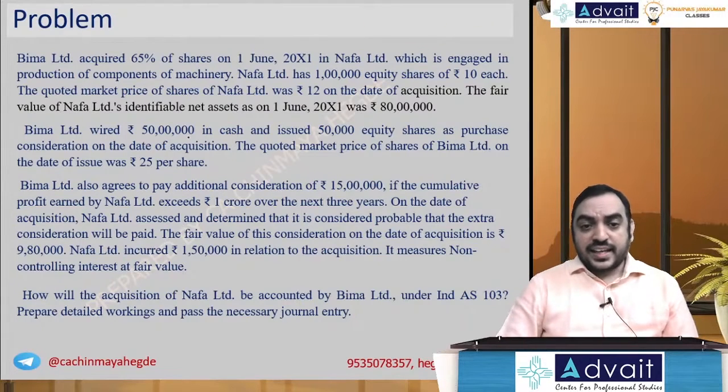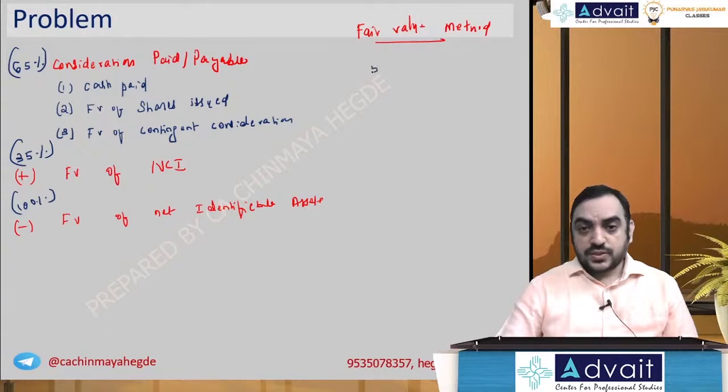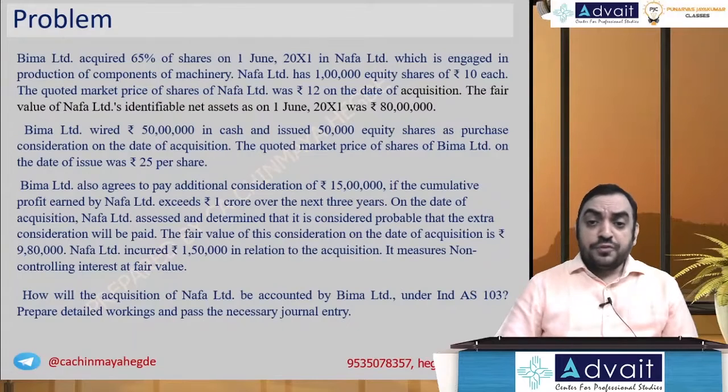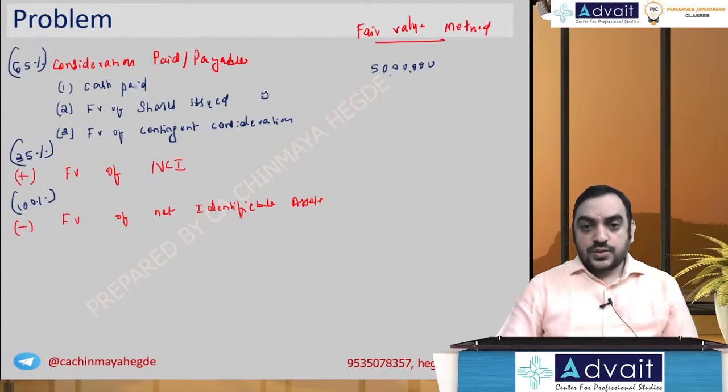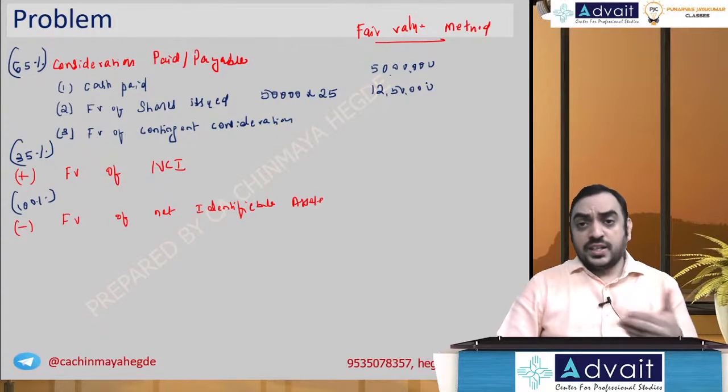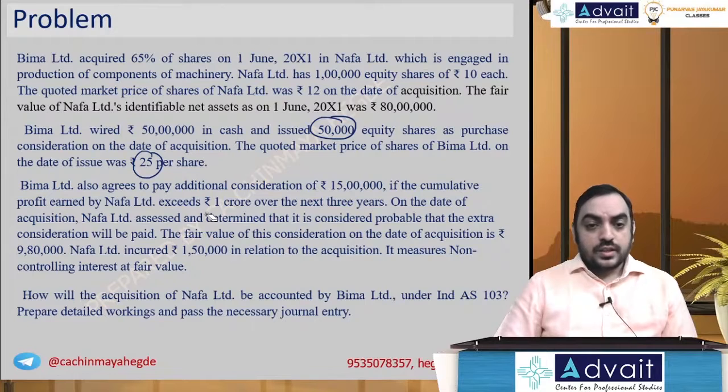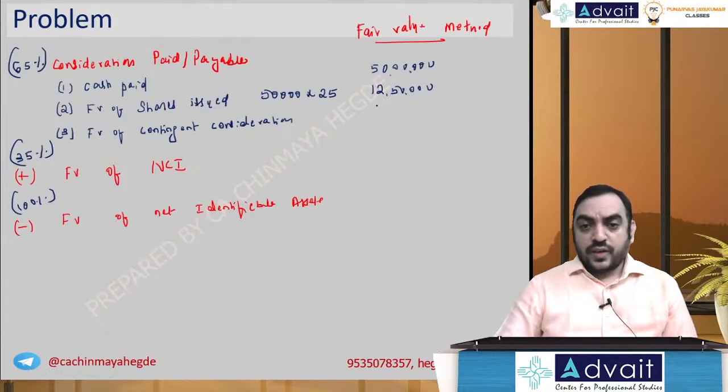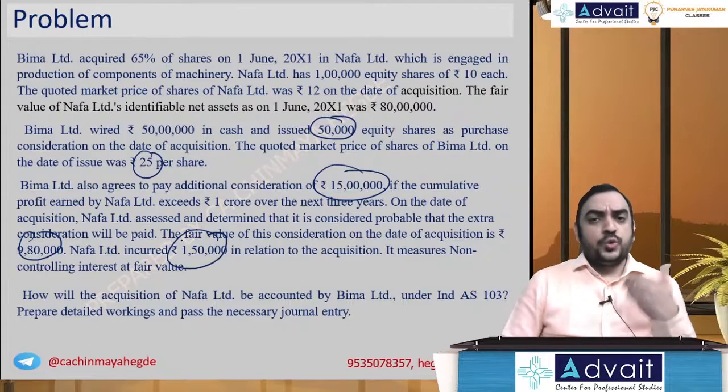You paid 50 lakh in cash, so cash paid 50 lakhs. And issued 50,000 shares at issue price 25. So 50,000 shares at 25, 12 lakh 50,000. Contingent consideration, fair value we will take. They have to pay 15 lakh, but fair value is 9 lakh 80,000. And this 1 lakh 15,000 you ignore.